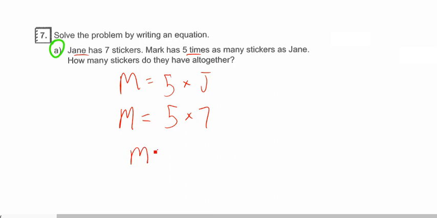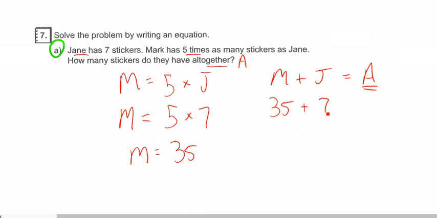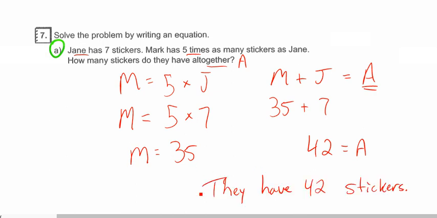So Mark has 35 stickers. How many stickers do they have all together? Well, in the end, we're going to have to say Mark stickers plus Jane stickers equals the all together. Okay, I'm going to give an A for all together. So Mark's we found out was 35, and Jane's we were told was 7. So all together they have 42 stickers. And again, you would write a sentence for that. So you'd write something like this: they have 42 stickers.